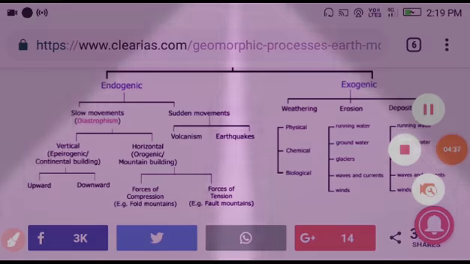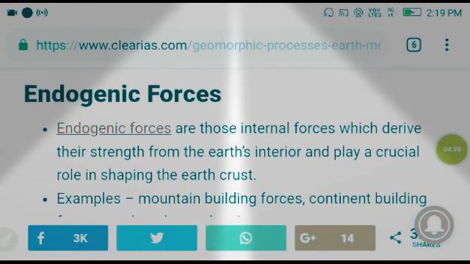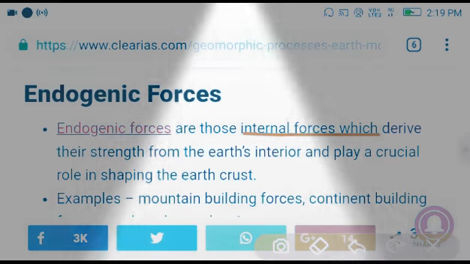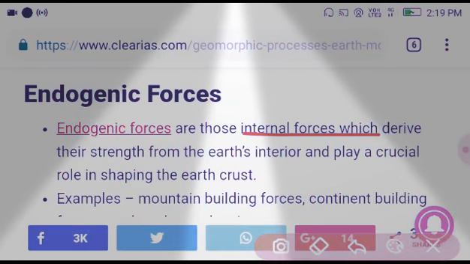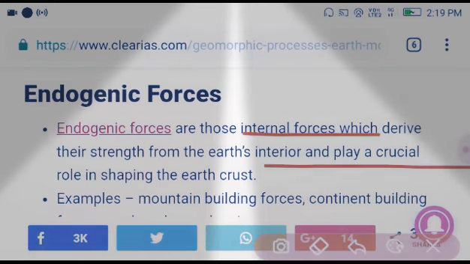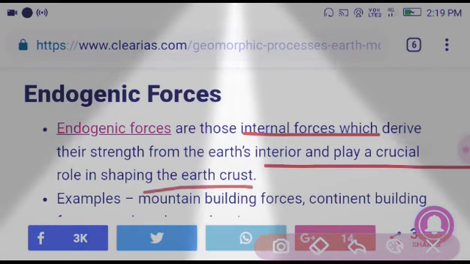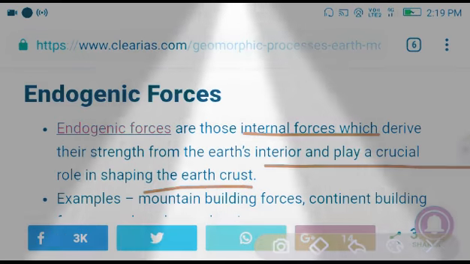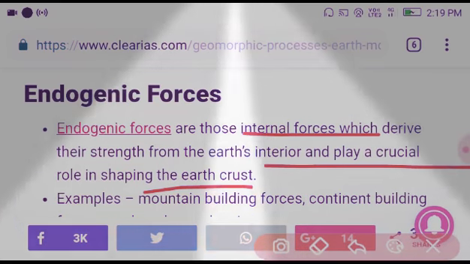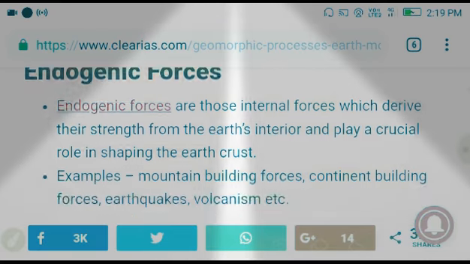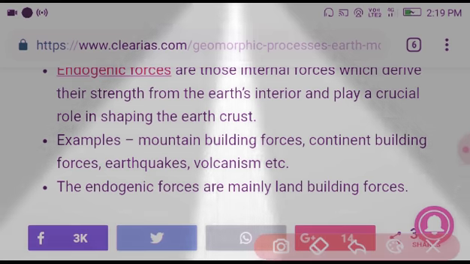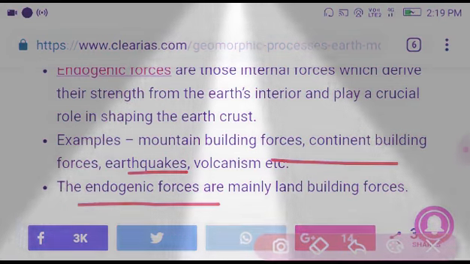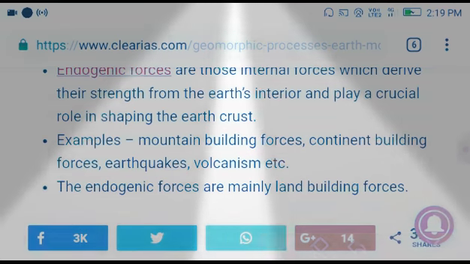So next to discuss are important things. Now we discuss endogenic forces. Endogenic forces are those internal forces which derive their strength from the Earth's interior and play a crucial role in shaping the Earth's crust. Examples: mountain building forces, continental building forces, earthquakes, and volcanism. The endogenic forces are mainly land building forces. Please remember.